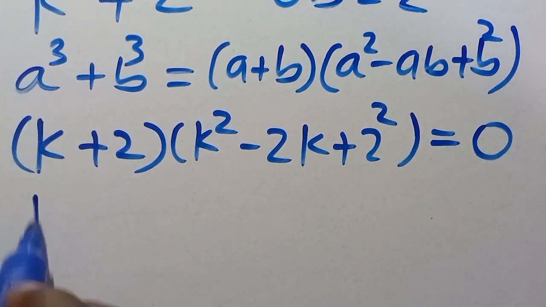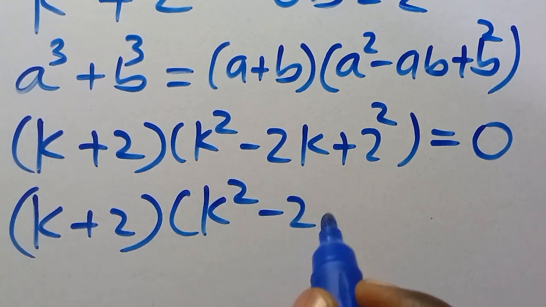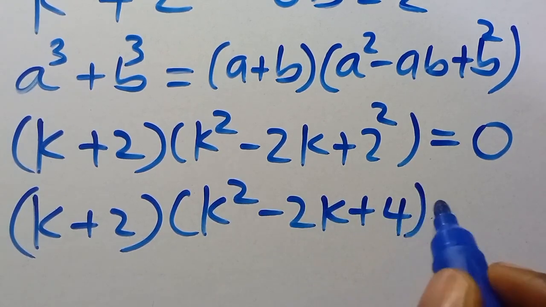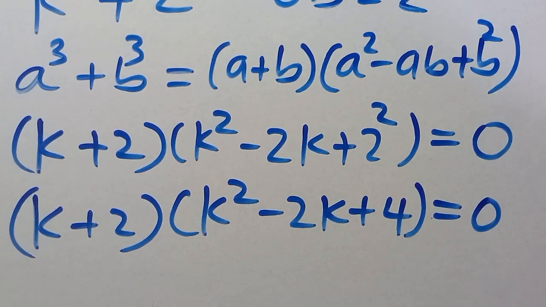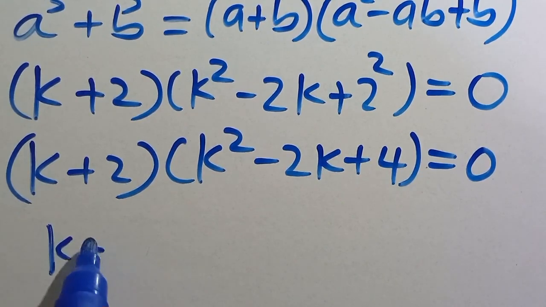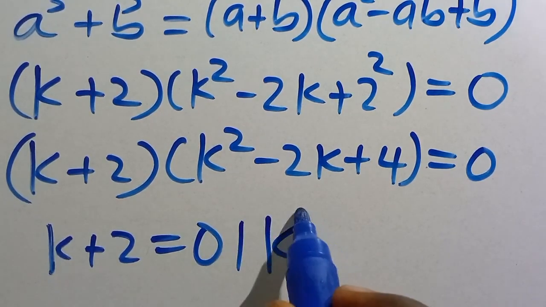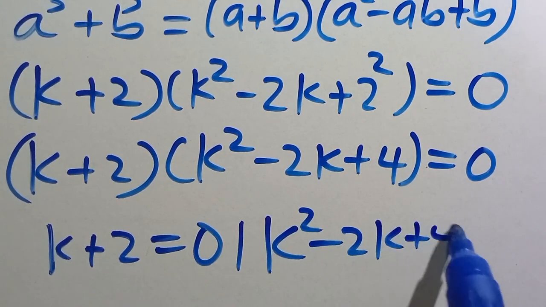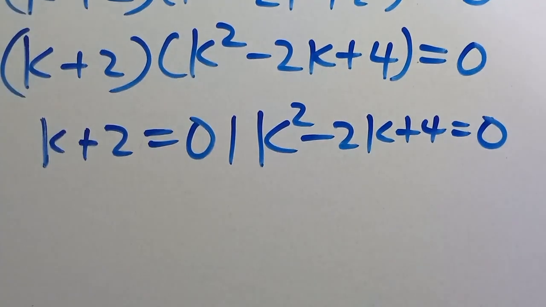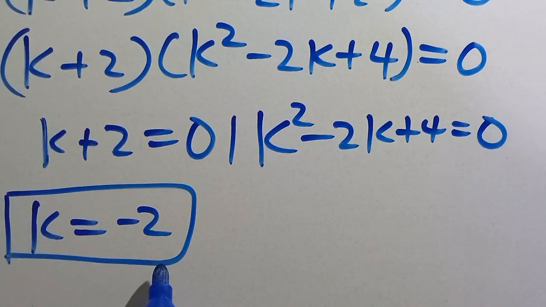So from here, we have k plus 2 multiplied by k square minus 2k plus 4, then everything equals 0. Likewise, again, for this expression to equal 0, either k plus 2 equals 0, or k squared minus 2k plus 4 equals 0. So from here, the first gives k equals minus 2. This is our real solution.